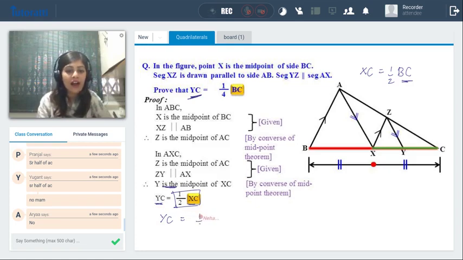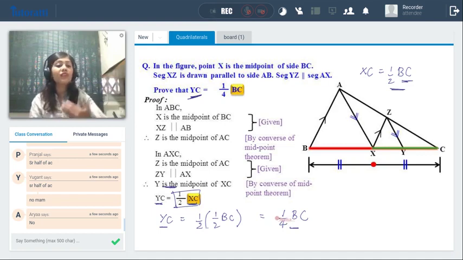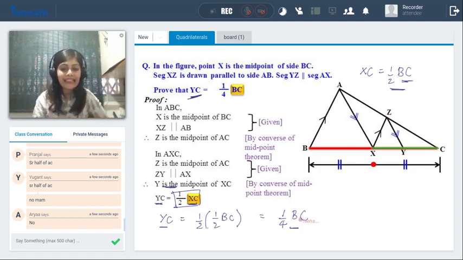So now YC is half of, instead of XC, I'm now going to put half BC. So half into half, which is 1 upon 4 BC. Yes, what do I get? YC is 1/4 of BC. So first you need to apply all the theorems that you know, apply the theorem which can be applied, and then come to the result that is desired. YC is 1/4 of BC.